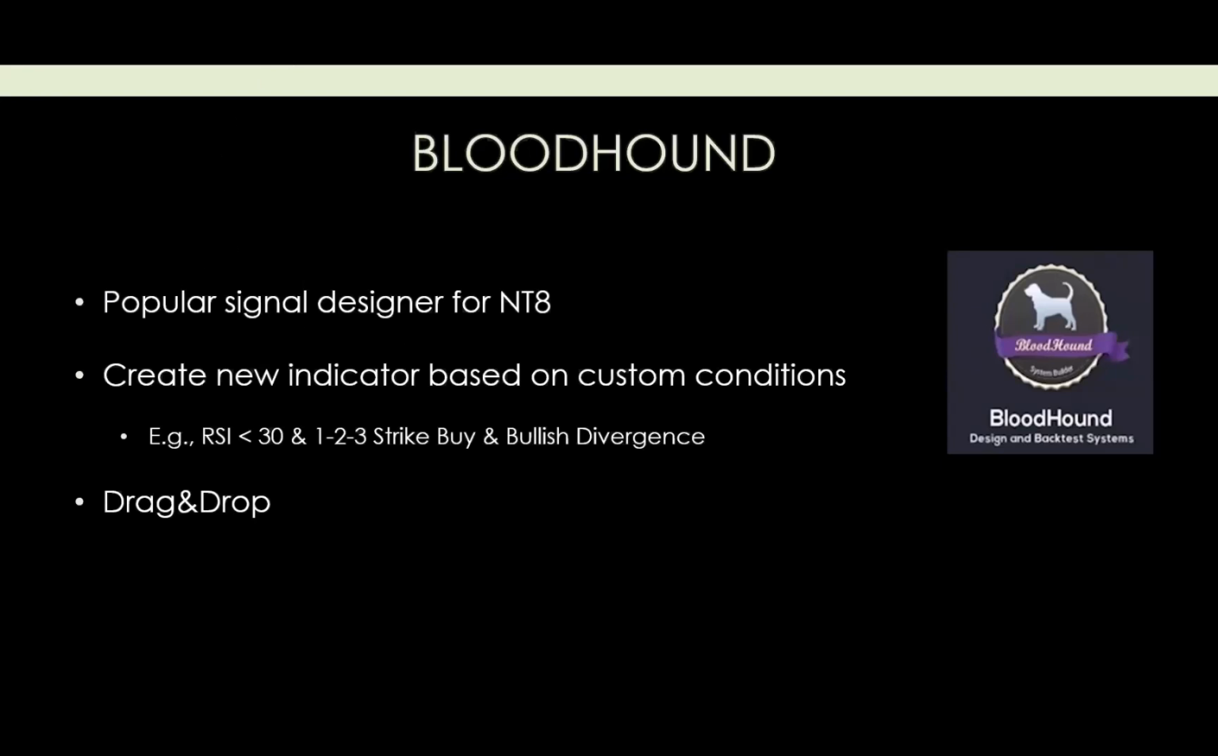So for example, you could create a new indicator using Bloodhound which looks at the RSI. Maybe the RSI needs to be oversold, below 30. Our 1, 2, 3 Strike indicator needs to have a buy signal, and we need to have a bullish divergence as indicated by our Divergence Cloud indicator. And you want to have your own custom creation where all these three conditions must be true before this indicator fires or gives you a signal.